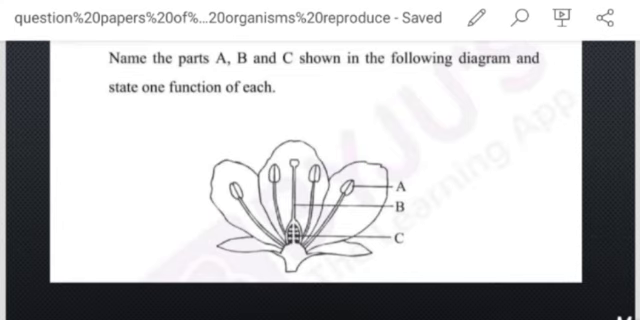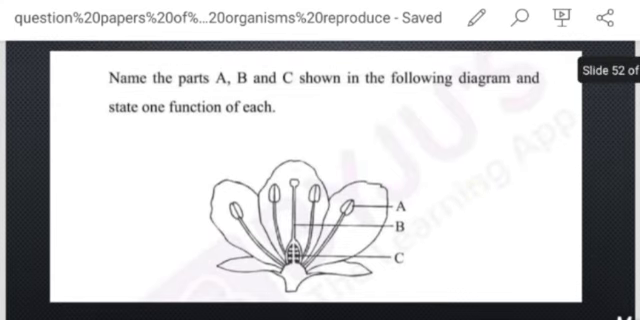So this is the question which came from the lesson How do Organisms Reproduce, from the year 2016. I hope all of you practice these questions for the examinations, and all the best to everyone.